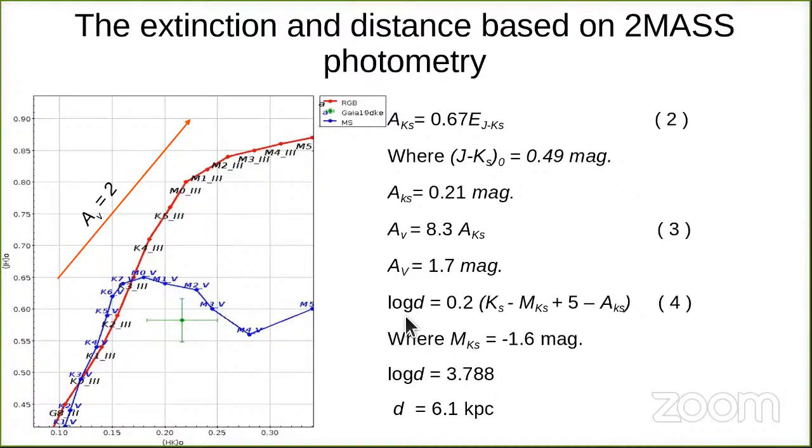But if we put it into the same equation as on the previous page, with all parameters, we get a distance of 6.1 kiloparsecs. For photometry, it is unbelievably precise and a good result, and it confirmed our prediction of where exactly this source exists.